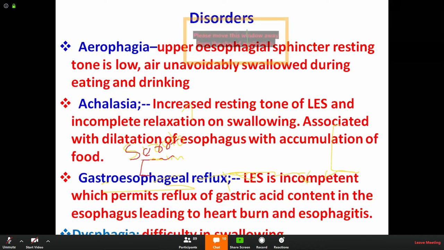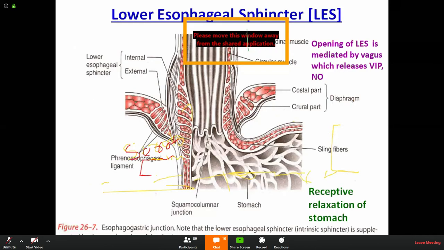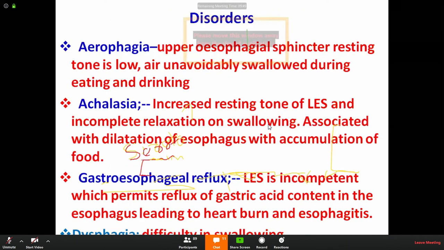Then there is another condition known as achalasia cardia. In this, the tone of the lower esophageal sphincter is increased. Whenever it is increased, the food is accumulated in the esophagus, so there is dilatation of the esophagus due to accumulation of the food. We can see this in X-rays also.